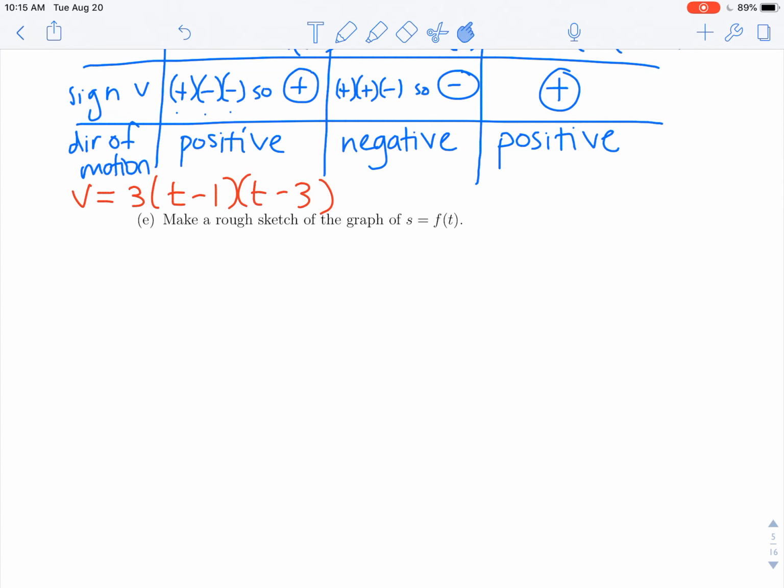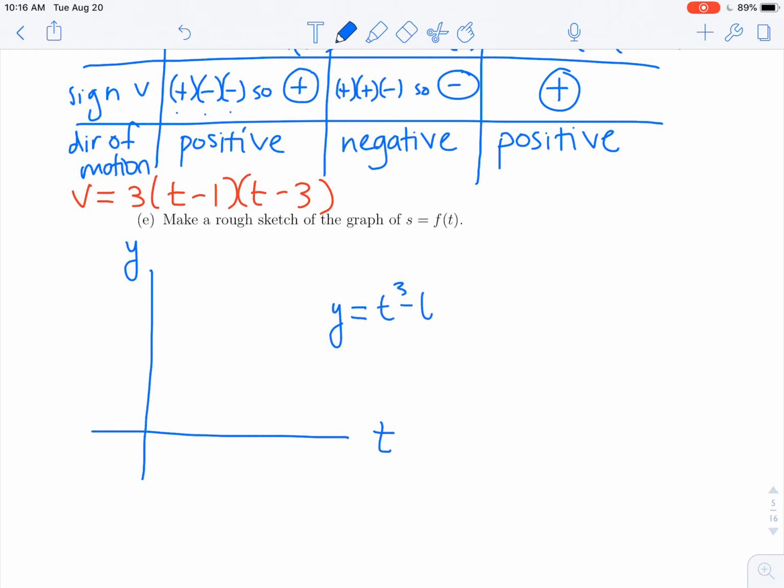Part E says make a rough sketch of the graph of s equals f of t. And we can do that based off of what we know in the first part. So let's think about how this goes. We're going to have t on the x-axis now, and then we're going to use the y-axis to graph the position. So our y values are going to be our original function, which I forgot now, t cubed minus 6t squared plus 9t.